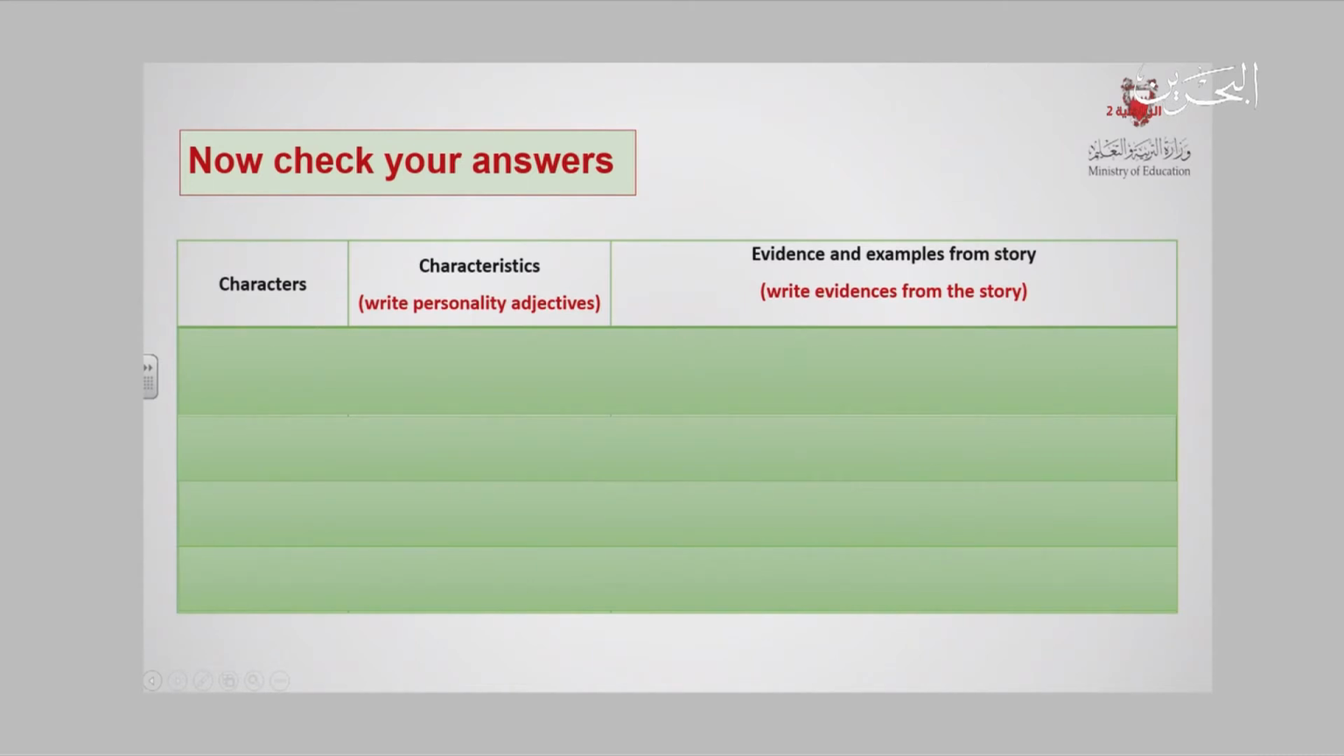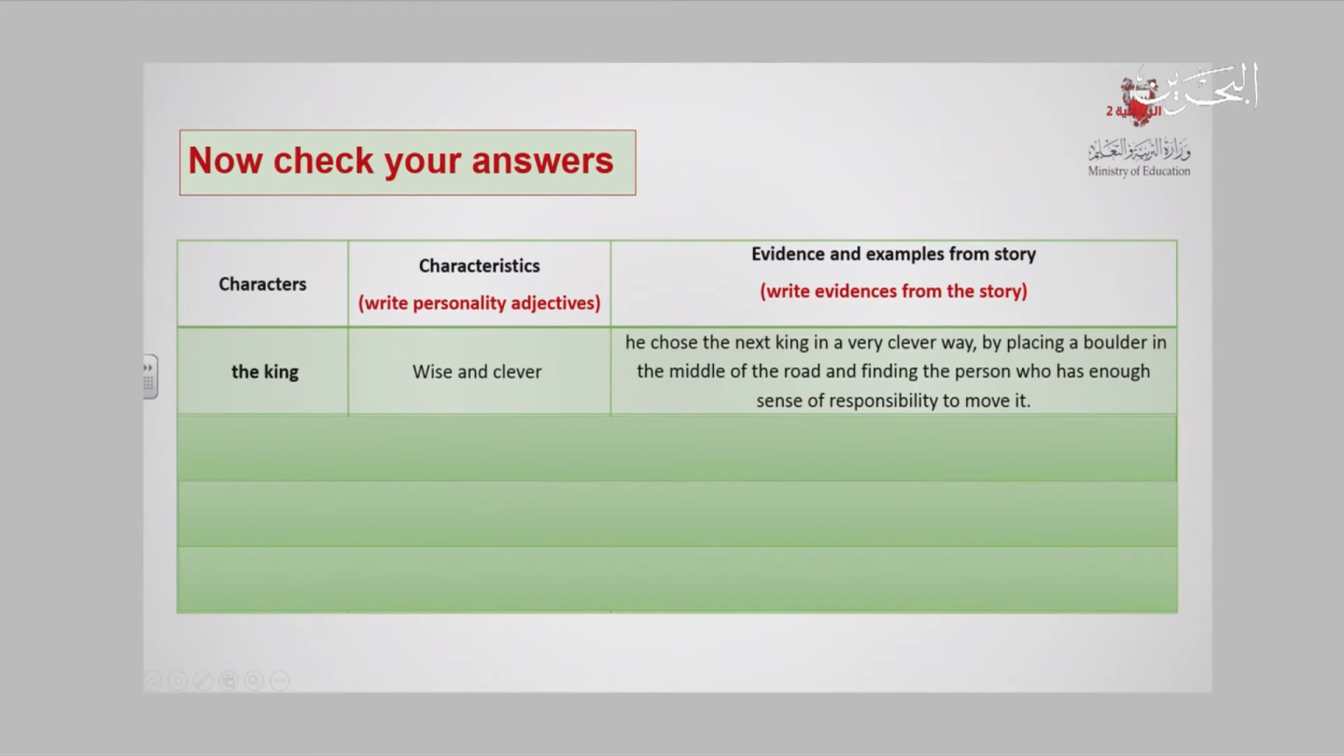For example, the king, wise and clever. He chose the next king in a very clever way by placing a boulder in the middle of the road and finding the person who has enough sense of responsibility to move it. So the direct characteristic mentioned was that he chose the next king in a very clever way, whereas wise was shown by creating the conflict. So he created a problem, and whoever is going to solve that problem, he or she will be the king. So he chose it wisely. Based on that, the characteristics were wise and clever.